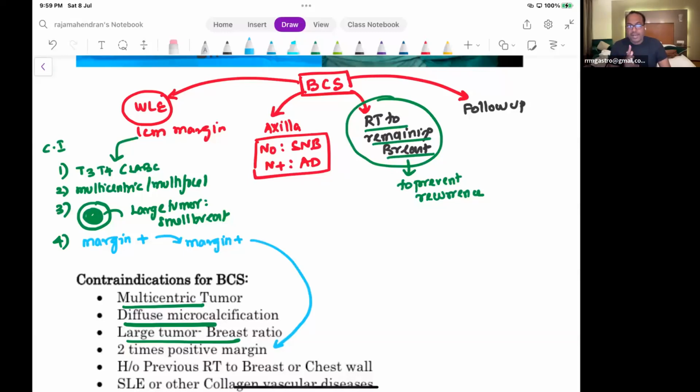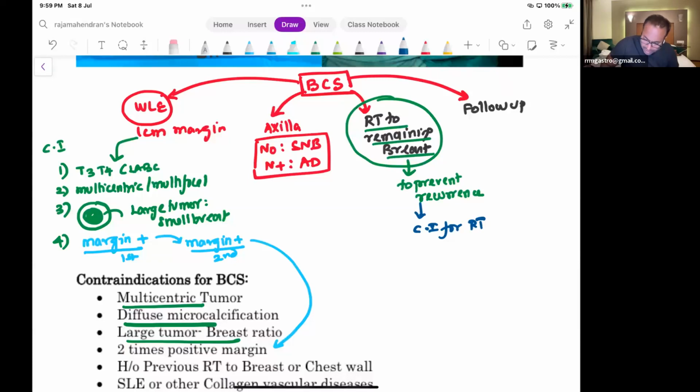So 2 times margin positive you cannot do again and again. First வாட்டி மார்ஜின் பாசிட்டிவ் வந்துச்சு, சரி பரவாயில்லன்னு ரெண்டாவது வாட்டி இறங்கி அடிச்சா மறுபடியும் பாசிட்டிவ் வந்துருச்சு. இதுக்கு மேல இந்த சர்ஜரி பண்ணக்கூடாது. ஓகே. So what are the contraindications of radiotherapy?